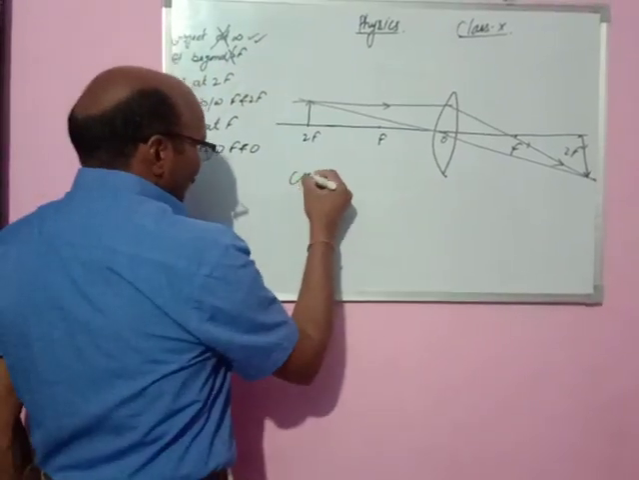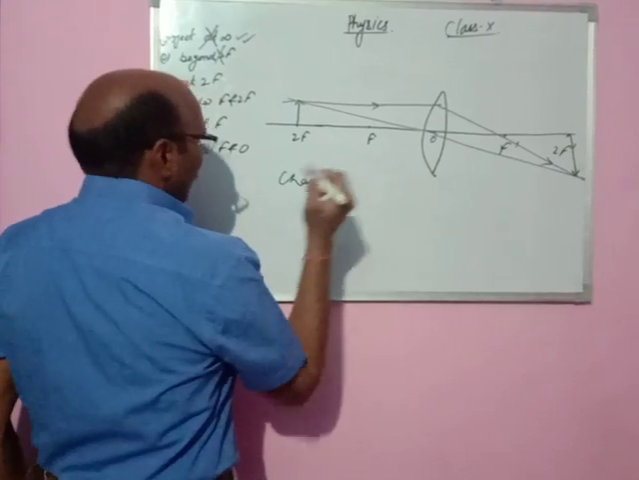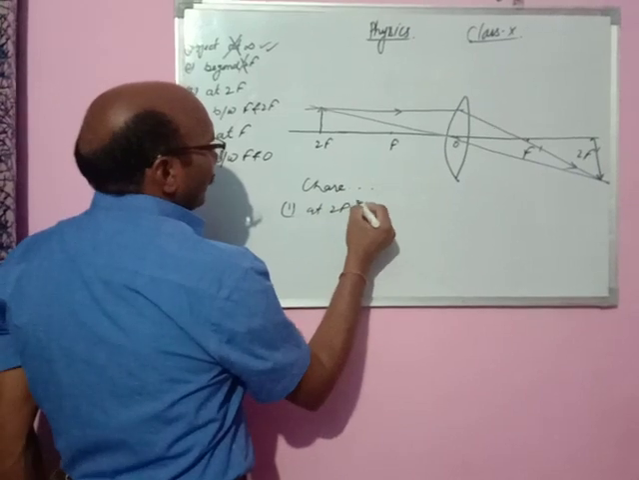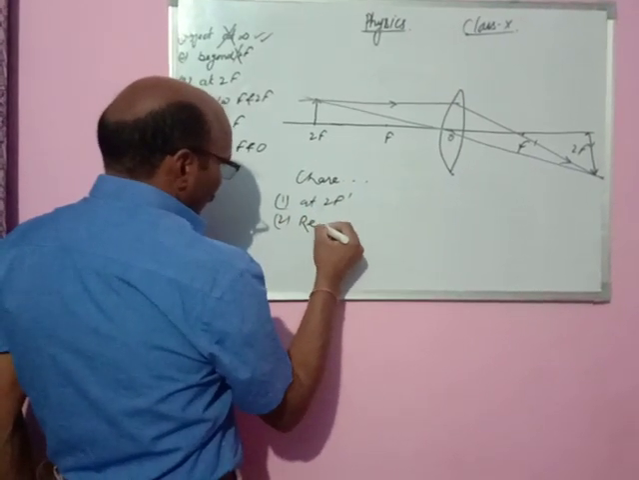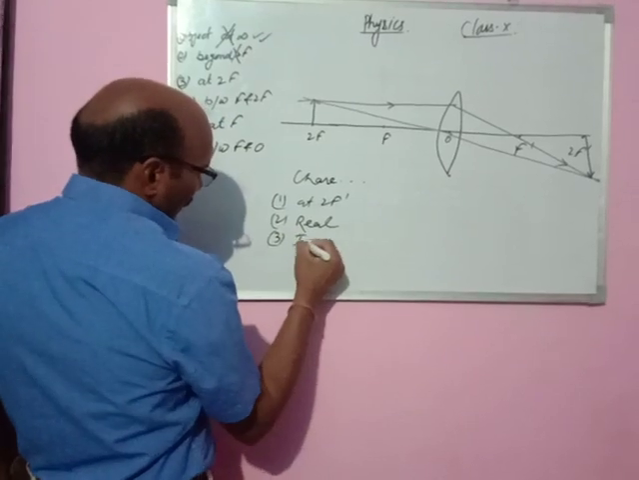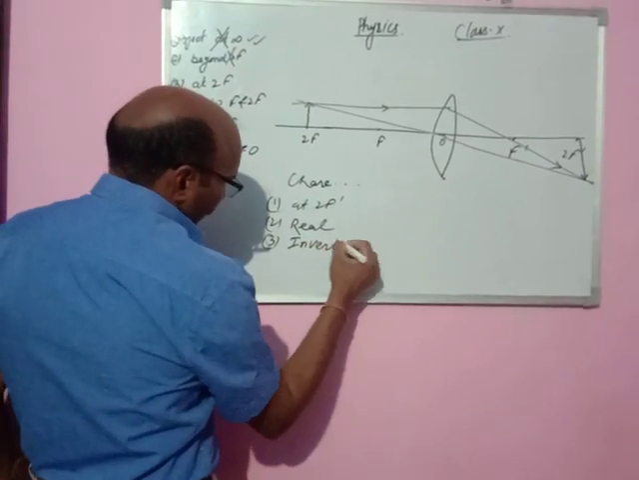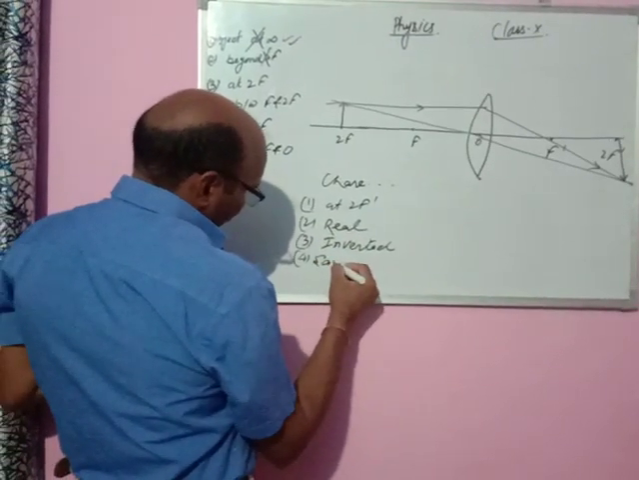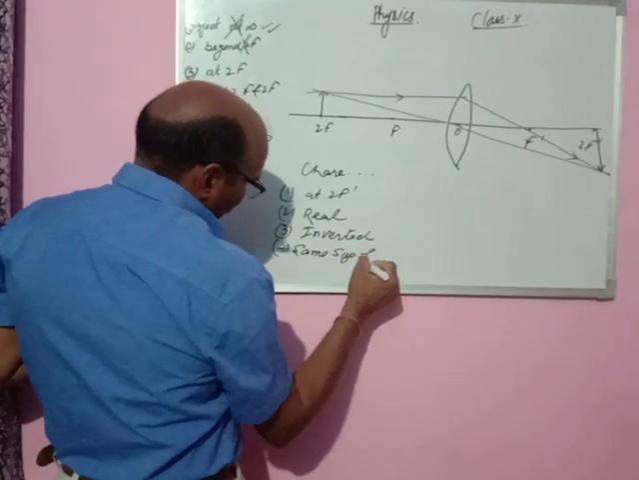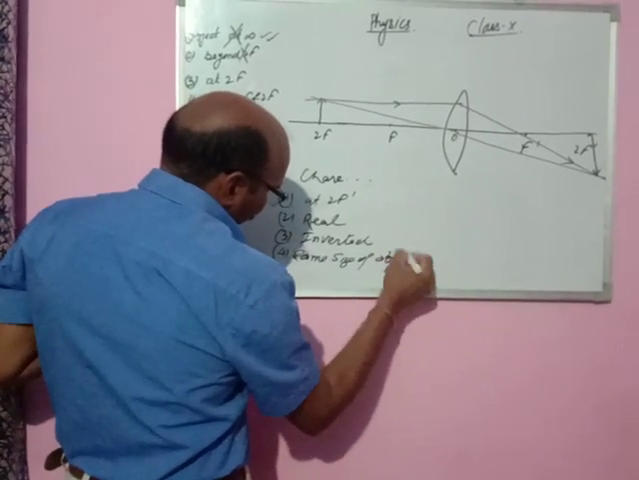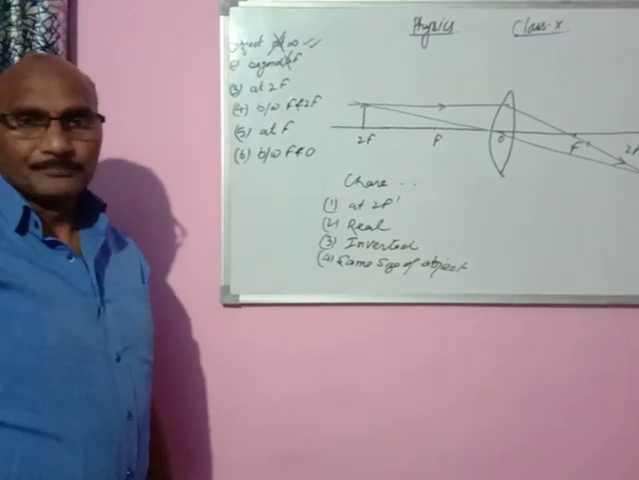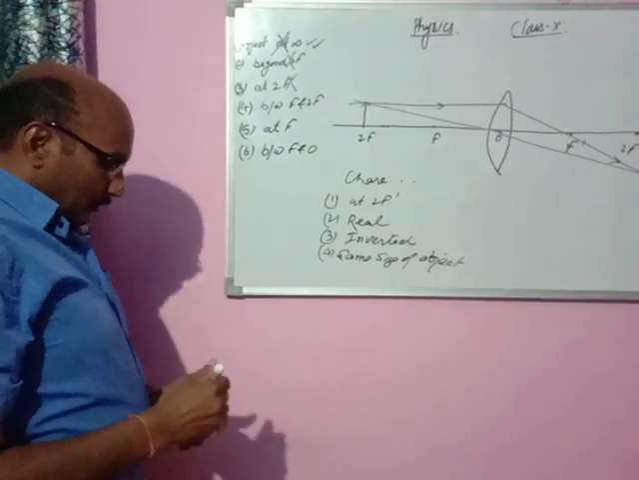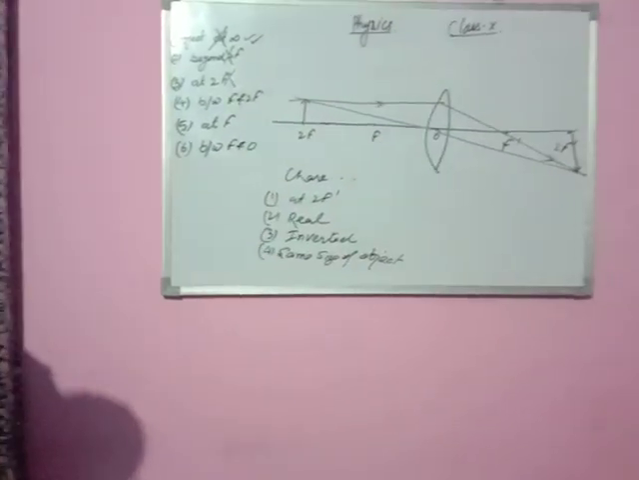So the characteristics of the image: number one, the image will be at 2F dash, real, inverted, and the same size as the object. This is condition number 3. Let's come to condition number 4.